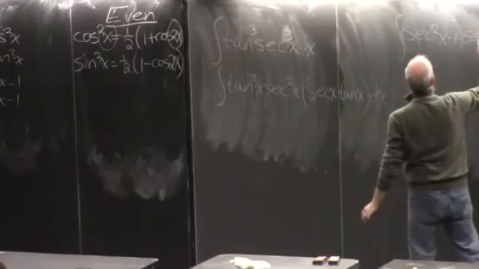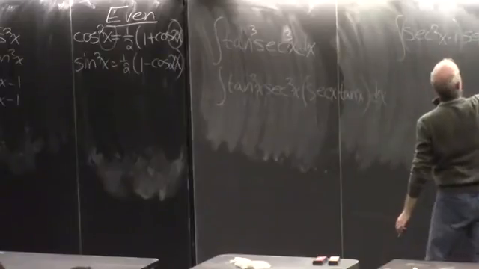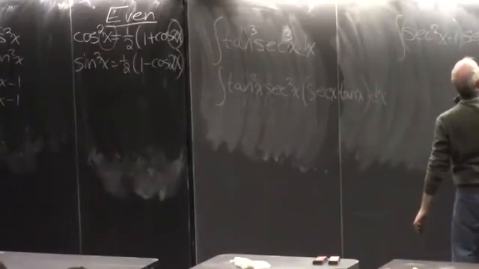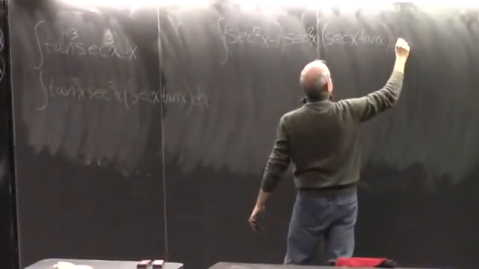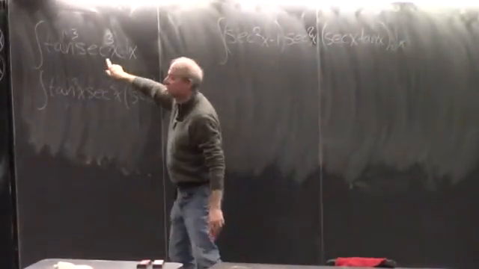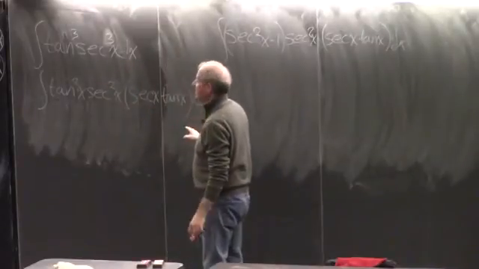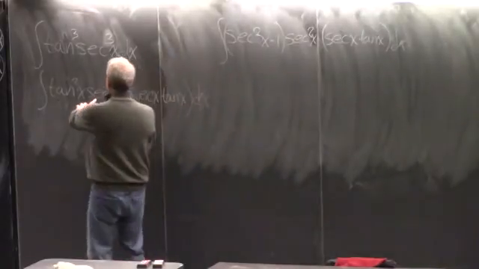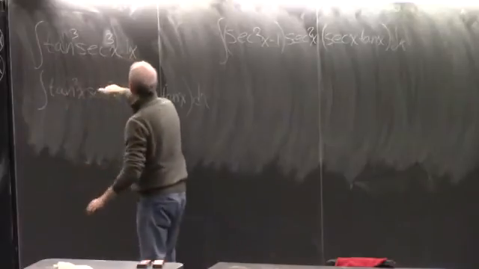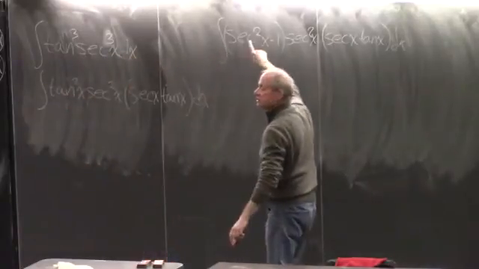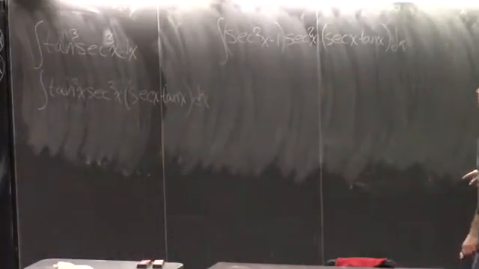Times secant squared x times secant x tangent x dx. So again, first I pulled out a secant and a tangent, and then I have even powers. So if I have even powers of secant and tangent, I can take the tan squareds and replace them with the secant squareds. So you start to see, this depends a lot on whether you have evens and odds.